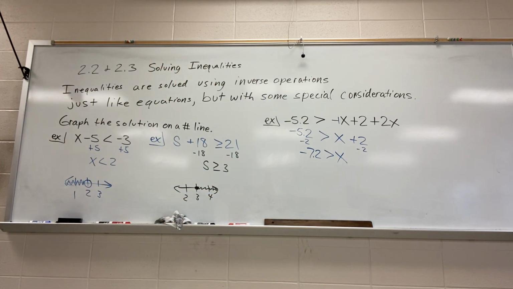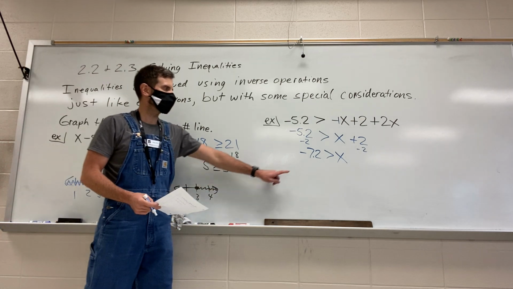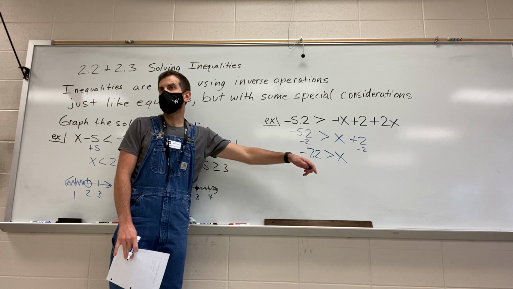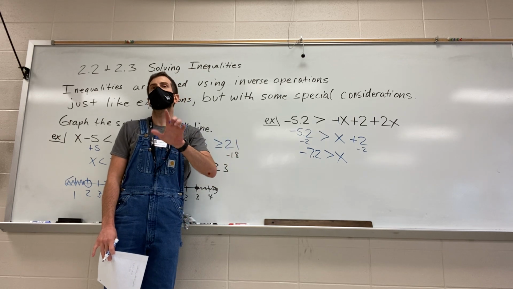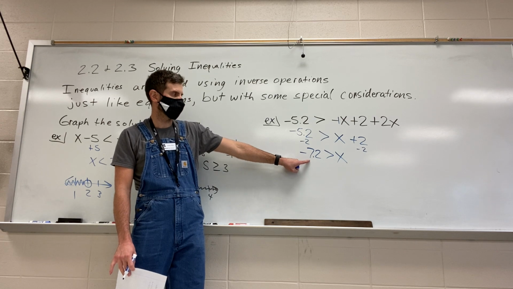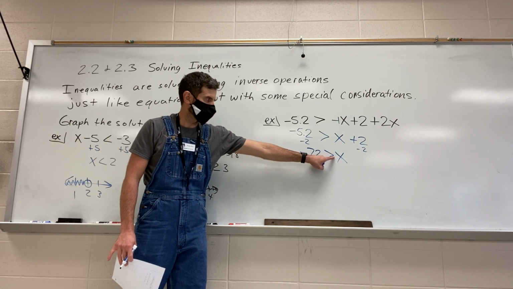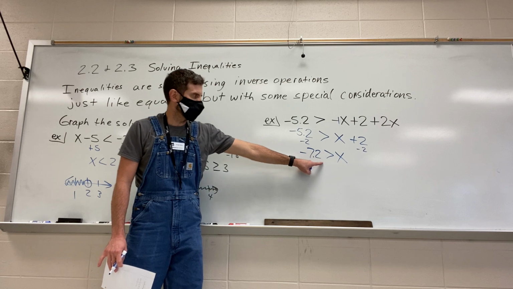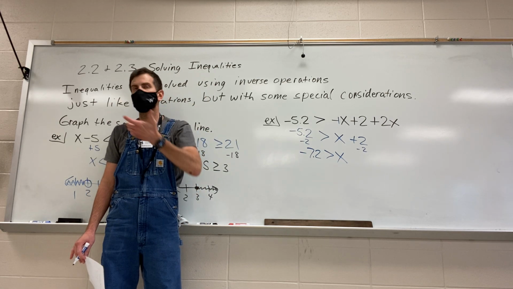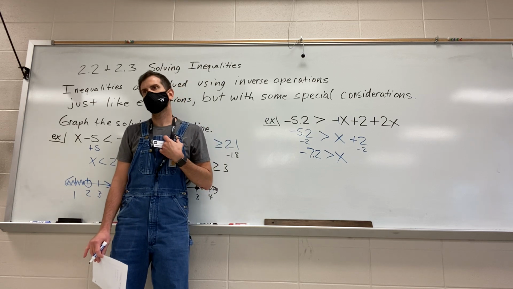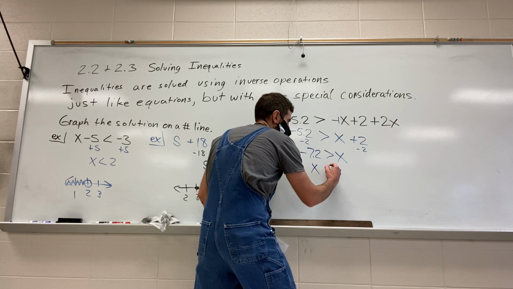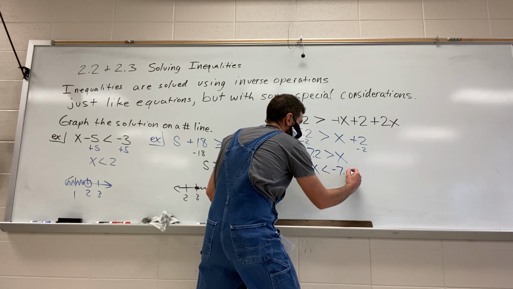No, we didn't graph it. We gotta graph it. Now, here's the thing. Some people just do not like it when x is on the right-hand side. I'm totally cool with it. But you gotta understand that this does not say x is greater than negative 7.2. It's actually saying x is less than negative 7.2. So you can rewrite it if you want, but you don't have to. If you want to rewrite it, you can rewrite it as this right here.